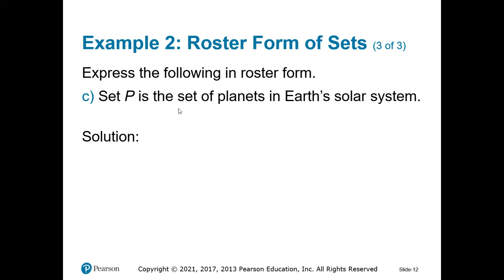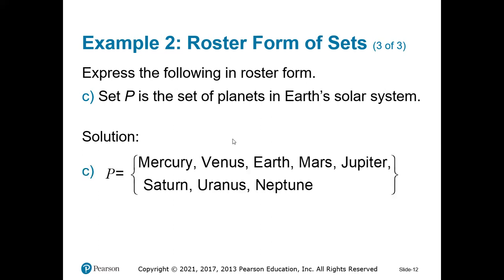How about the set P of planets in Earth's solar system? Here they are. Since we don't have enough space, we go to the next line. Mercury, Venus, Earth, Mars, Jupiter, Saturn, Uranus, and Neptune. How many elements are in there? 1, 2, 3, 4, 5, 6, 7, 8. So we say this set P has 8 elements, or has cardinality 8, or the cardinal of set P is 8. It's just a fancy word to say the number of elements of a set.